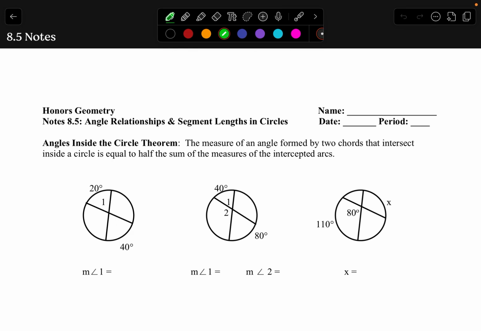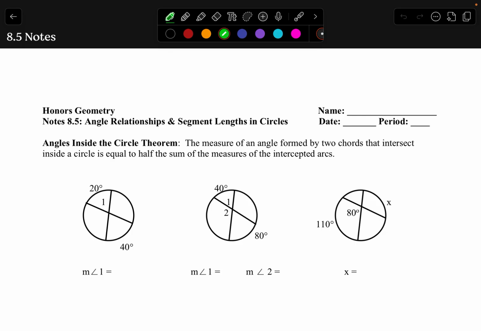Hello everybody. This video is going to cover our 8.5 notes, which talk about angle relationships and segment lengths in circles. Whew, that's a bit of a mouthful, apologies. So we're going to be learning a ton of rules in this set of notes.